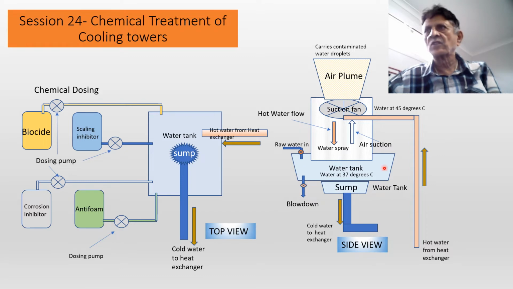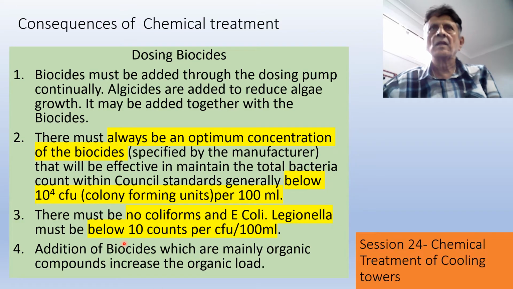This raw water will also supplement any moisture or vapor that has evaporated. So evaporation loss is always topped up by raw water. Blowdown loss is also topped up by the raw water. Biocides must be added through the dosing pump continually. Algicides are added to reduce the algae growth. It may be added together.